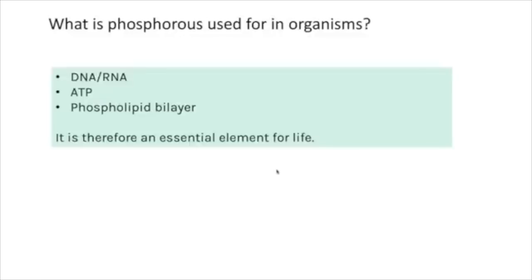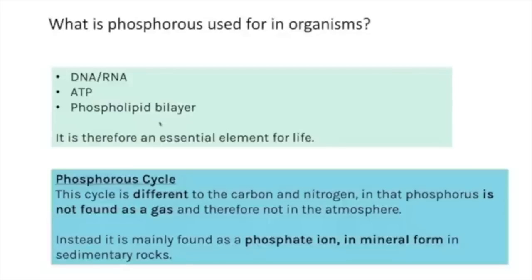And phosphorus is really important because it's used in the phosphate groups of DNA, RNA, ATP, and in the phospholipids within the phospholipid bilayer. So it is an essential element for life for all organisms. The phosphorus cycle is different to the carbon and nitrogen cycle, not that you actually learn the carbon cycle at A level, and that is because you do not find phosphorus as a gas in the atmosphere. So instead, the main store or source is as phosphate ions in the mineral form in sedimentary rock.